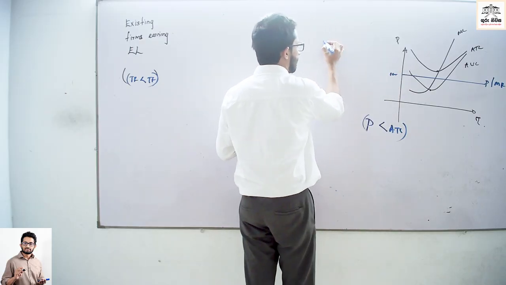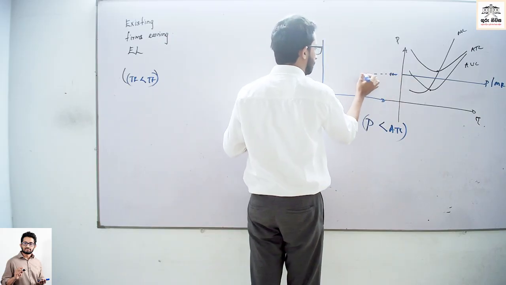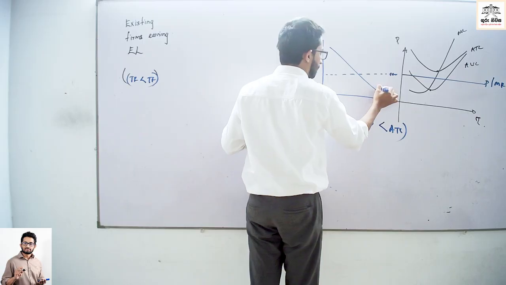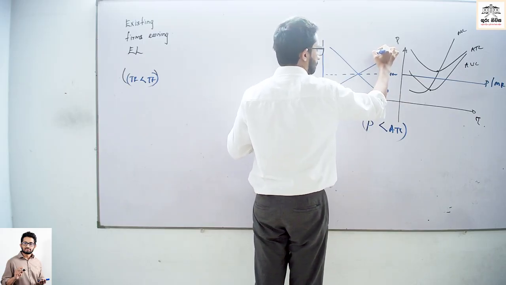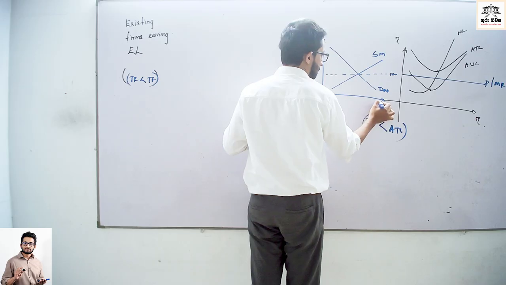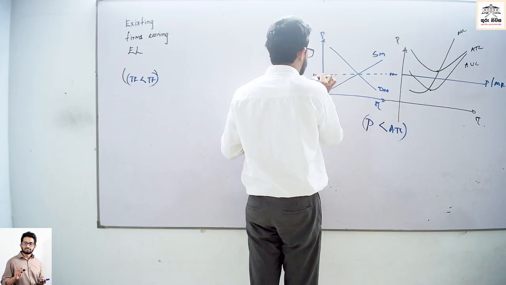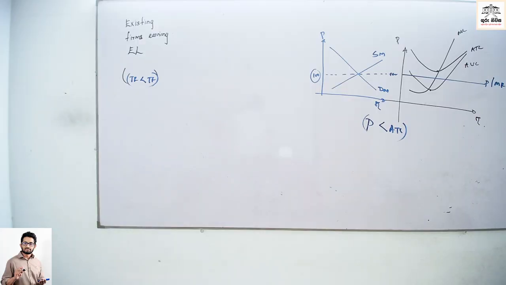Kalana, tell me who decides this price? Demand and supply, market demand and supply. This is the market demand curve. This is the market supply curve. This is the equilibrium price. Assume that's 100 rupees. Now what happens? Existing firms earn economic losses.